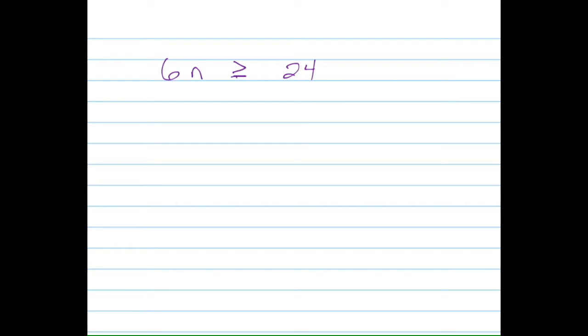That's true. All right, so we got 6n is at least 24. Now it says a number y is no less than. So that is introducing our inequality early. So a number y is no less than 5 and no more than 13. So this one's a little different because it's comparing y to two different numbers. It's comparing y to 5 and to 13. So let's put y in there.